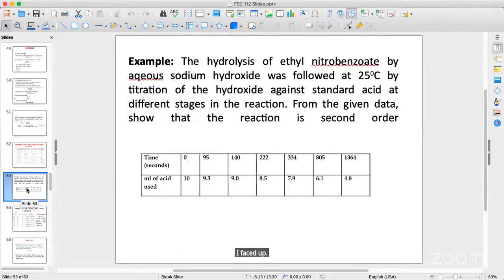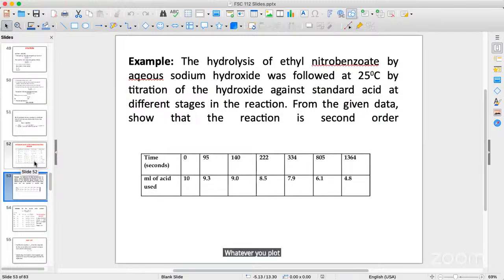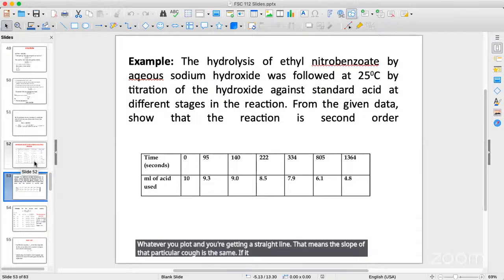example. And again, something that I said also was that when you're getting a straight line, that means your slope is the same. That's what it means. Whatever you plot and you're getting a straight line, that means the slope of that particular line is the same. If it's not the same, you won't have a straight line. You'll have something that looks like a curve.